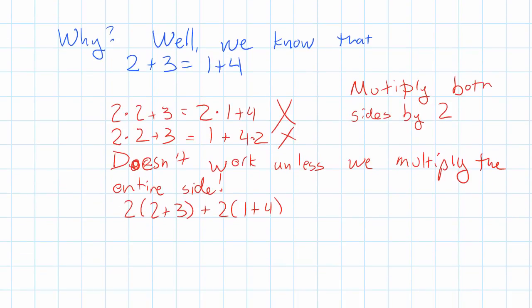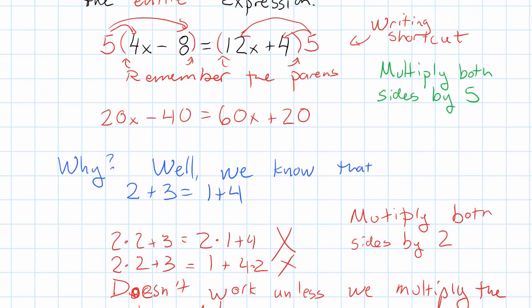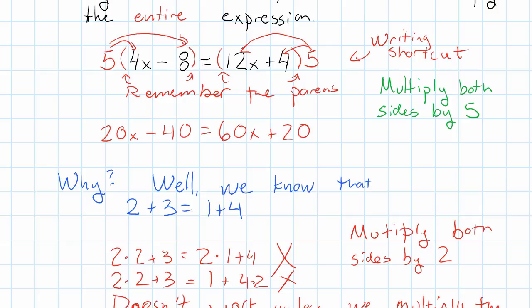We can work these out in two different ways. Just follow the order of operations or apply the distributive property, and we'll get 4 plus 6 is 2 plus 8. It only works if we multiply the entire side. If it's that way for numbers, it also must be that way for variable expressions, because the variables in variable expressions are just standing in for numbers.